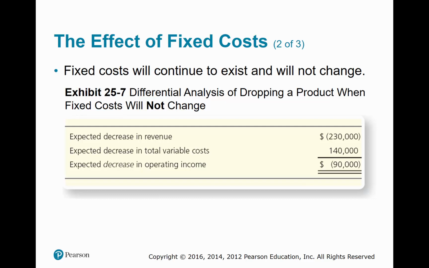So here's a differential analysis. When the fixed costs won't change, their expected decrease in revenue by getting rid of the premium tablets, their expected decrease in variable costs. So getting rid of that money-losing product segment would actually lose them $90,000 a year. So even though it seemed obvious at first, it wasn't, and that was because of the fixed cost issue. There were fixed costs that weren't going to change.